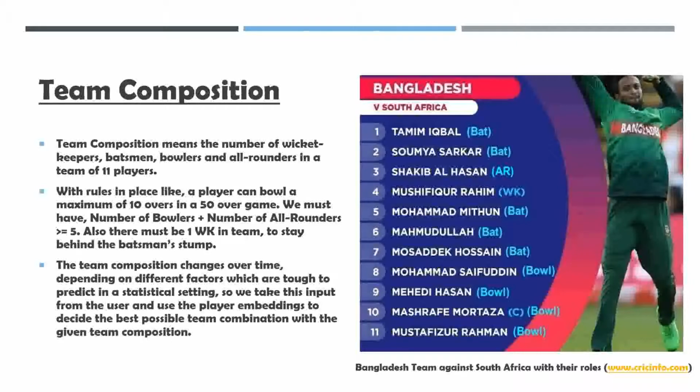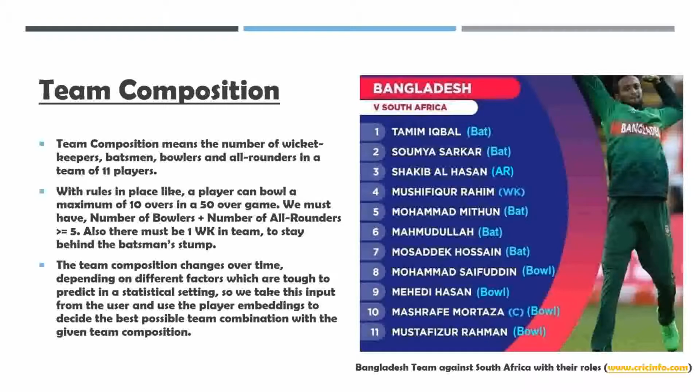So here is an example. We have taken the team for the Bangladesh versus South Africa Cricket World Cup 2019 match, and as you can see, a role is assigned to each player next in the brackets. So Tamim Iqbal is a batsman and Shakib Al Hasan is an all-rounder.